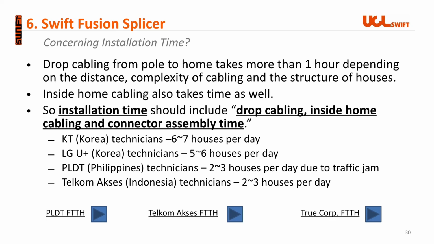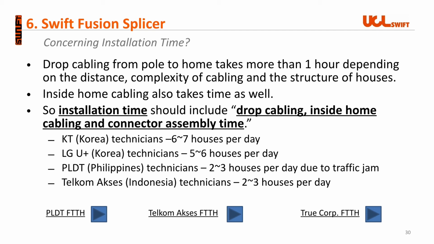Installation time for connectors only can be about 5 minutes for both mechanical and Fusion Splice on connectors. But when it comes to installation time, drop cabling from pole to home takes more than 1 hour depending on the distance, complexity of cabling, and the structure of houses. Inside home cabling also takes time as well. So installation time should include drop cabling, inside home cabling and connector assembly time.